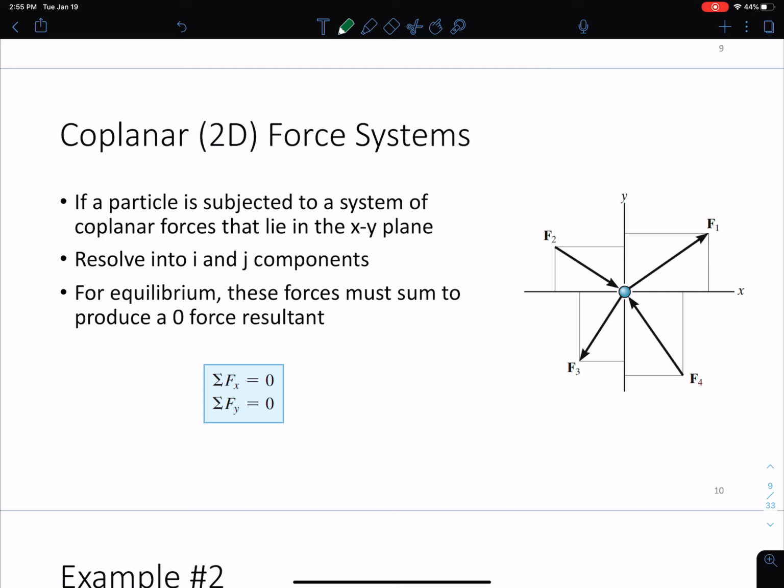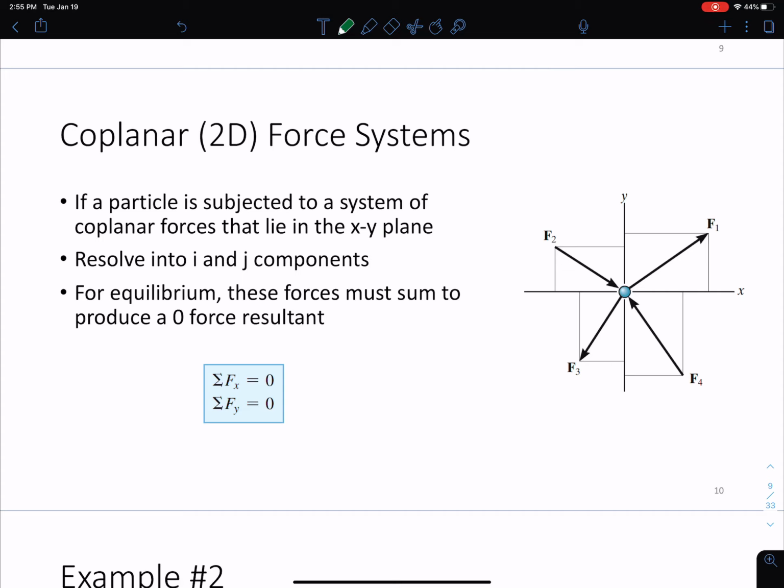Okay, so if a particle is subjected to a system of forces that lie within the XY plane, one easy thing we can do is resolve these forces into their i and j components. This is similar to what we had done previously using vectors. We use the X and Y directions, and we use those unit vectors i and j to resolve each vector into their respective components, and we did that with forces as well.